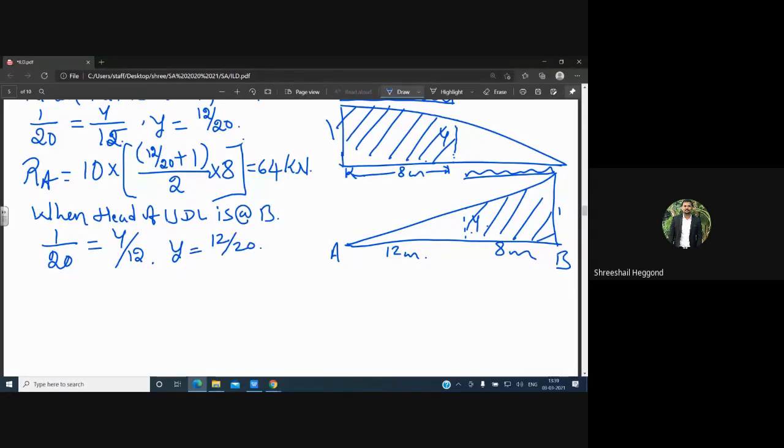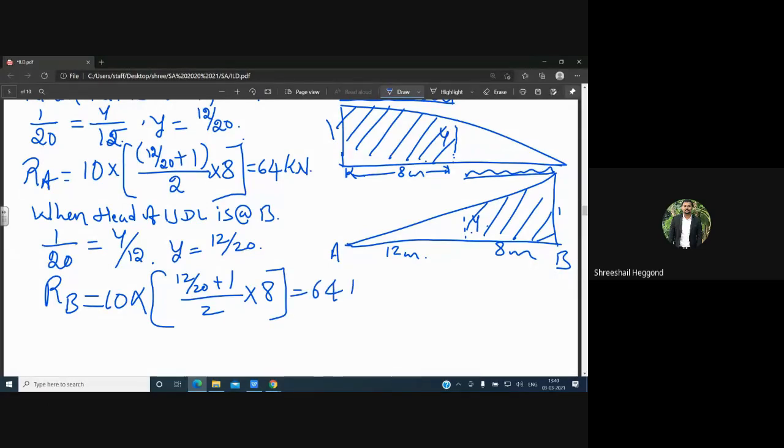Next is 2. Find out the y value again here. That will be divided by 20, and that can be given as 10. The trapezoidal area can be given as 12 divided by 20, into 1 divided by 2, into perpendicular distance 8. That is also 64. Because the loading condition is the same and the span is the same, only it is left hand side and right side.